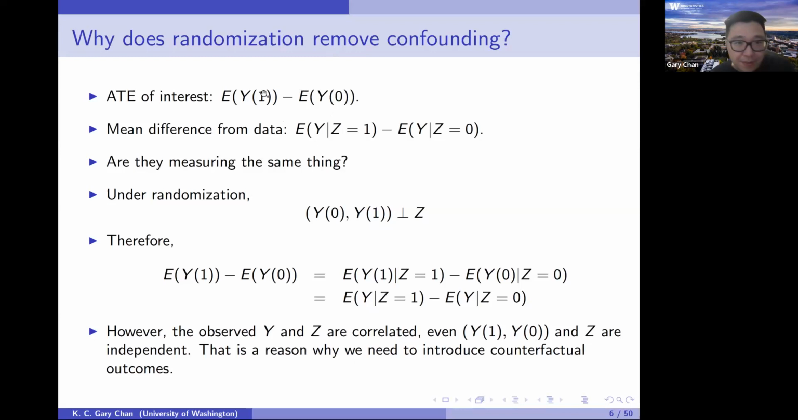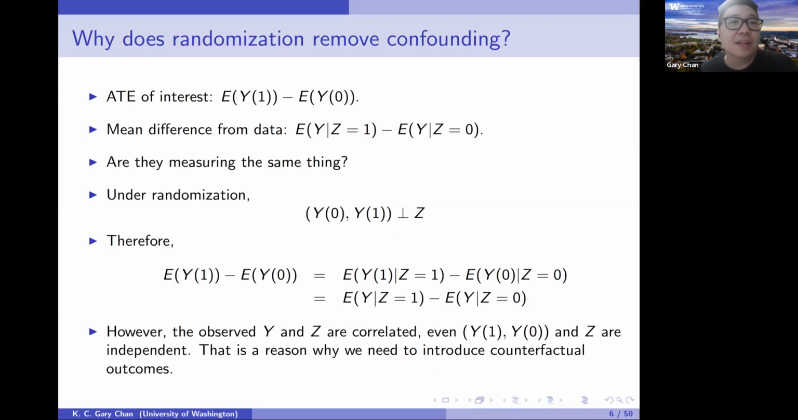But for some of you who might be a little bit unfamiliar with the potential outcomes notation, we really need those for defining the independence between the randomization and the potential outcome, because randomization is correlated with the observed outcome, but uncorrelated with the potential outcomes. We have to introduce counterfactual outcomes when we want to talk about things more accurately. For example, what is the meaning of randomization, what is the meaning of no confounding, and so on.